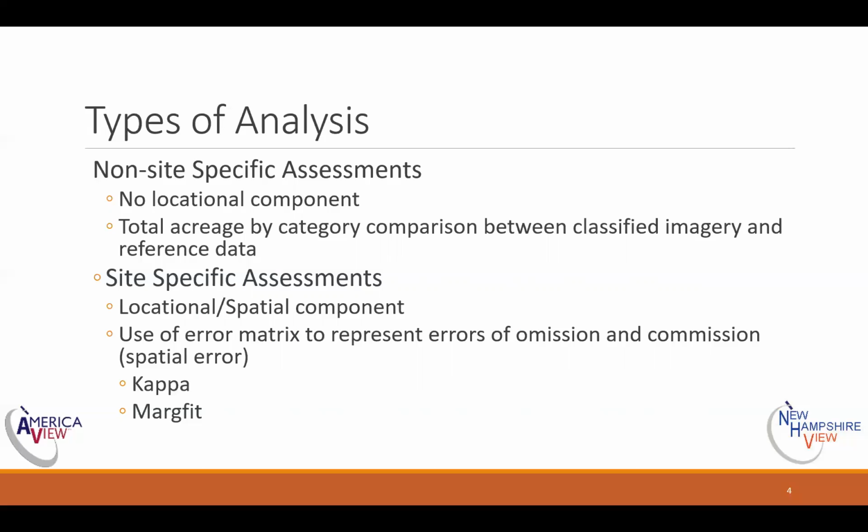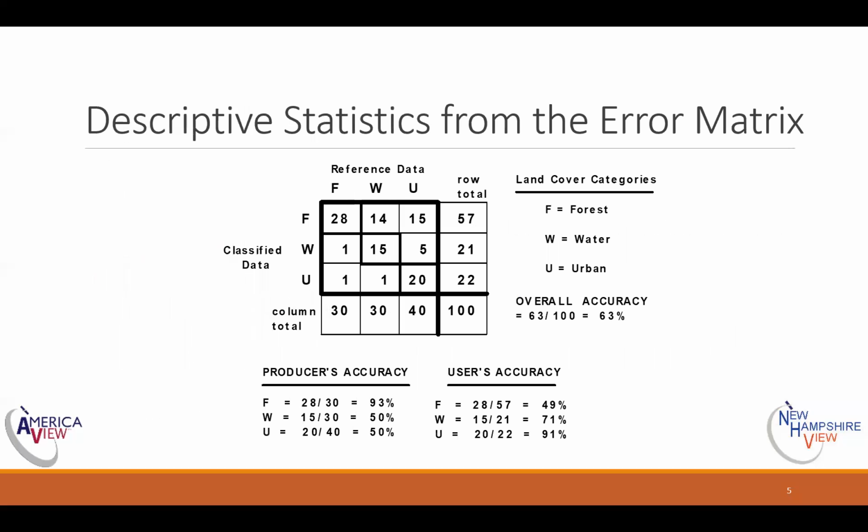So site-specific assessments have a locational or a spatial component. And typically these days they use the error matrix to represent those errors of omission and commission, which are spatial errors, right? So we can see what's going on there. And then we can use techniques like Kappa and Margfit to better analyze those. So 2 types of analysis, and we're really going to concentrate more on site-specific assessments.